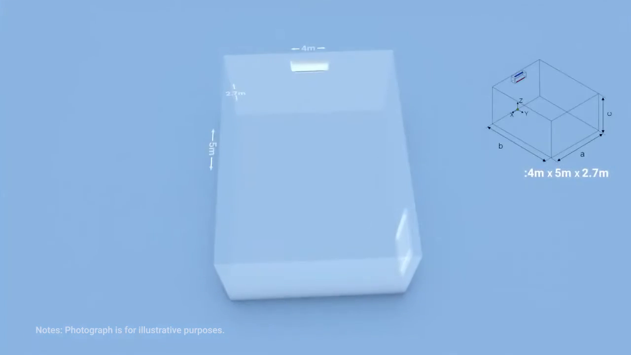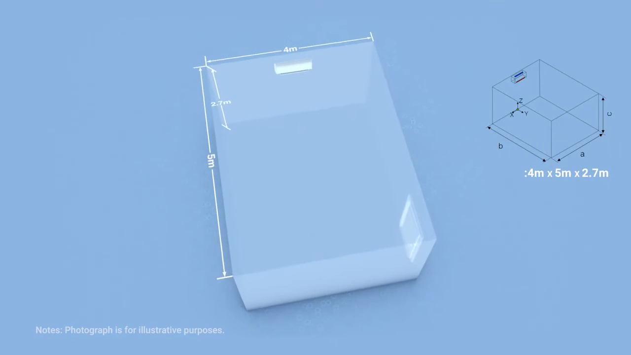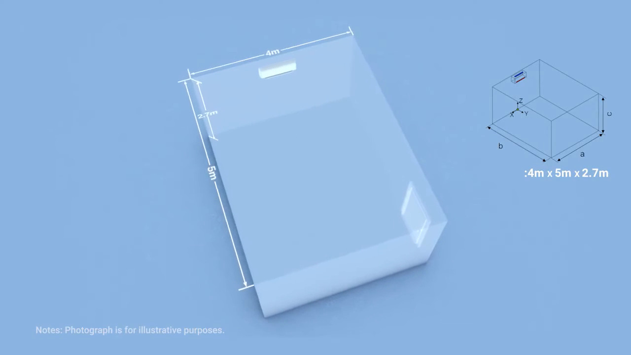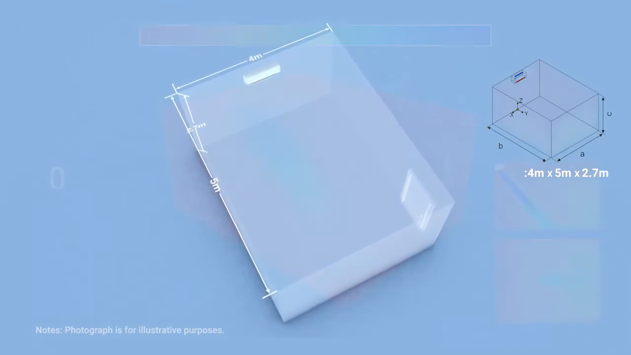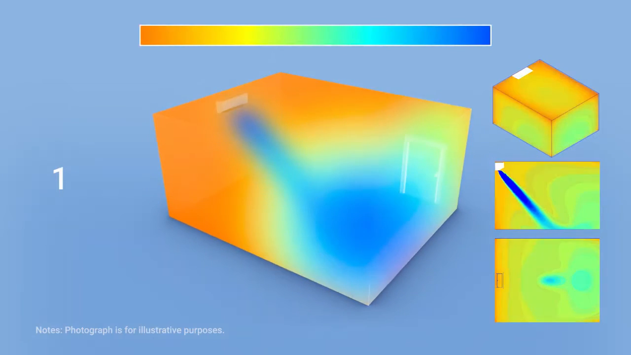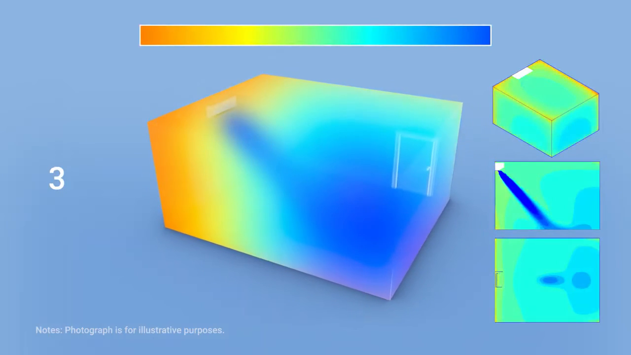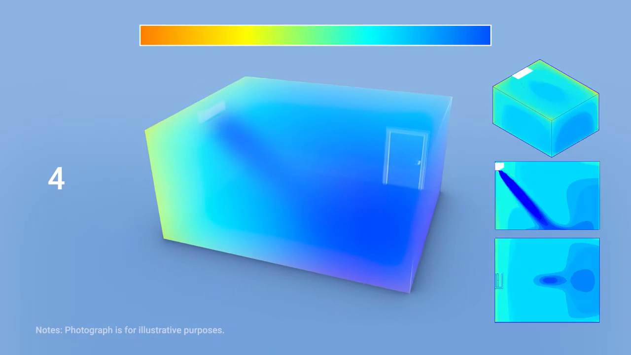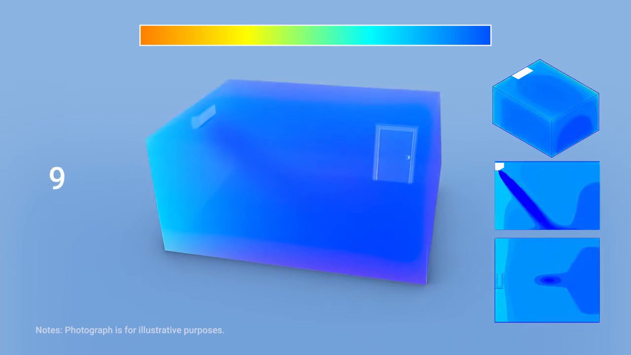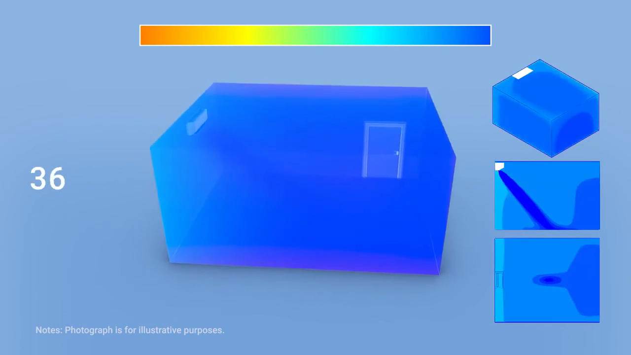Can one air conditioner with Nanoe X fill a room? This simulation shows the results for a 54 cubic meter room of 4 meters by 5 meters by 2.7 meters. The bluer the color, the more effective the Nanoe X. It takes about 30 minutes to fill the room with Nanoe X.